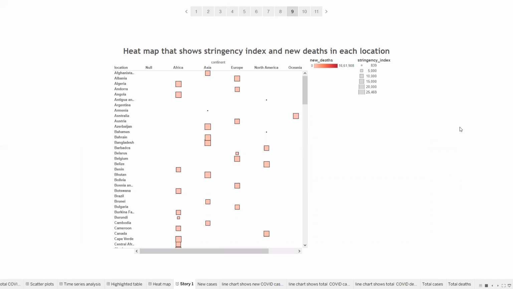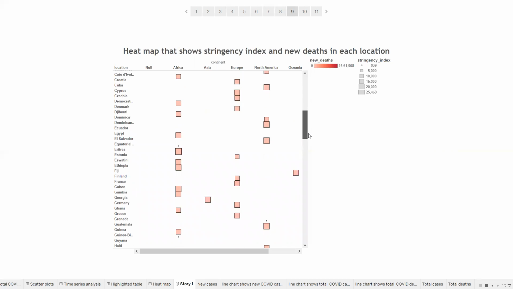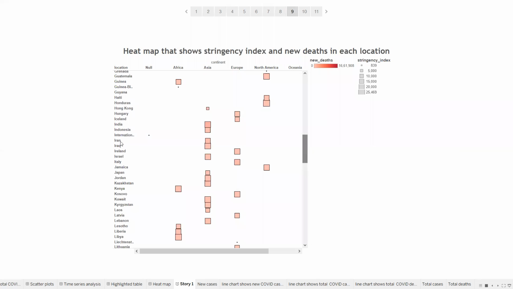Next is the heat map that shows the stringency index and the new death in each location. New death is represented by the red color here, and stringency index in the form of the shape. So let's say if I want to check for India, so India is here. I can see that the stringency index for India is above 21,000, and the new death of India is 1,44,788.